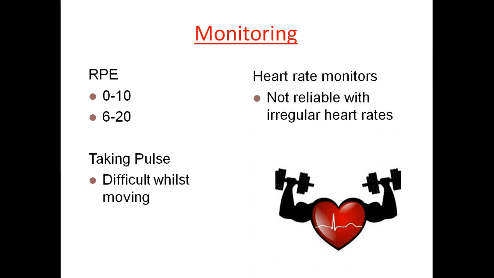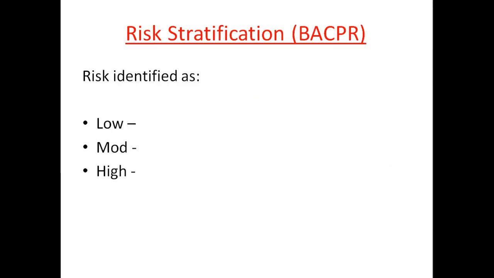Okay, so we talked about rate of perceived exertion. You can have it from 0 to 10 or 6 to 20. Okay, and they want to be working around probably about 13 on the Borg scale, 6 to 20, which is somewhat hard. Okay, we can have a heart rate monitor on. I'd always recommend it, but just remember they're not always reliable, but they're more reliable than taking your pulse on the move.